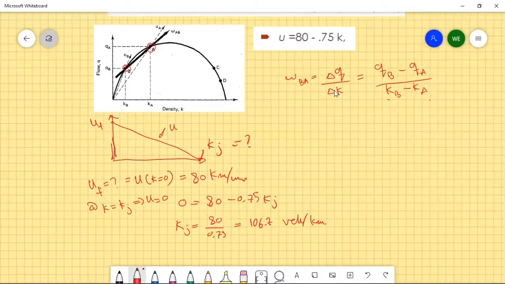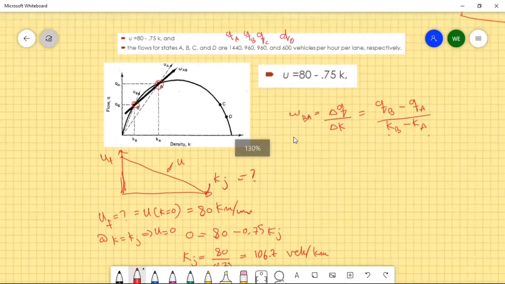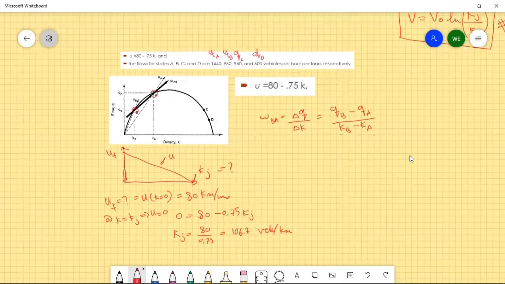Here what we are saying is that we have the states A, B, C, D, and that's the speed equation, the Greenshield model. And these are the flows for QA, QB, QC, QD. Now we want to estimate the shockwave speed for omega BA. Omega BA is basically delta Q over delta K, that means the flow in B minus QA divided by the density at B minus the density at A. We have QB and QA, but what about KB and KA? We don't have both. So let's try to make some calculations here.